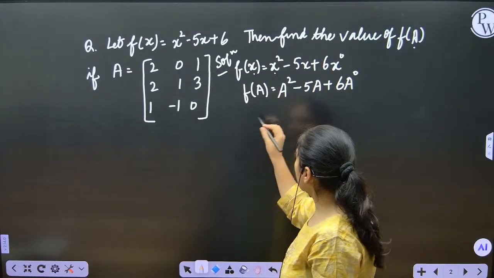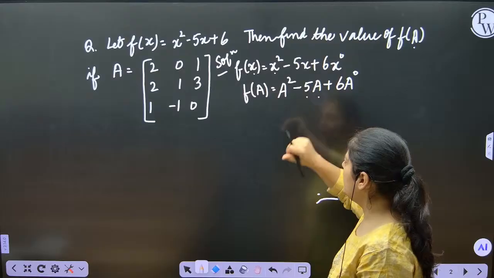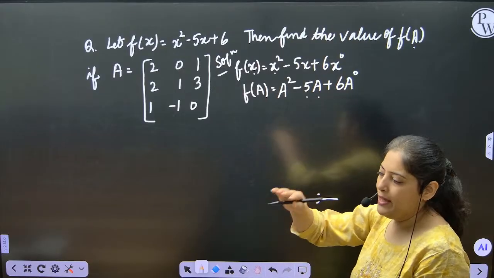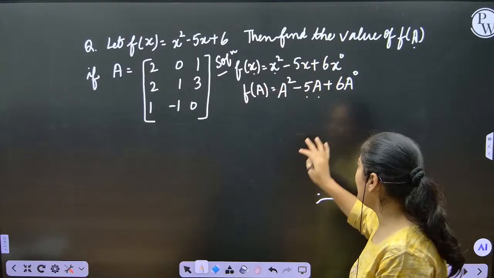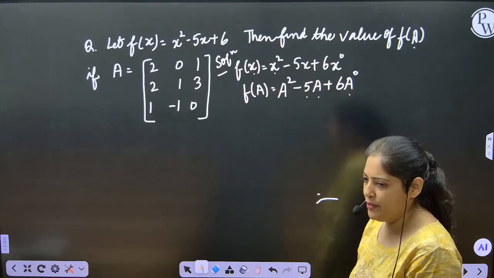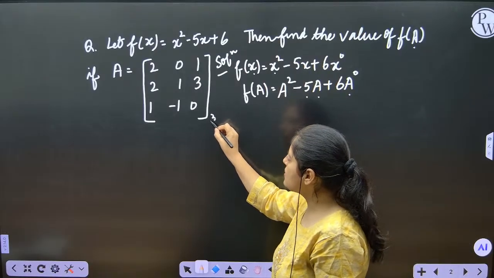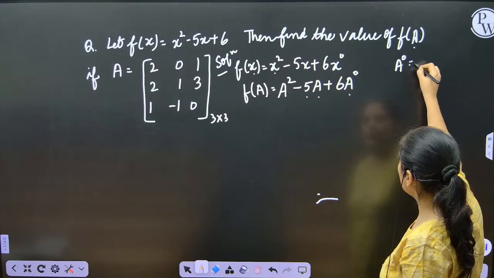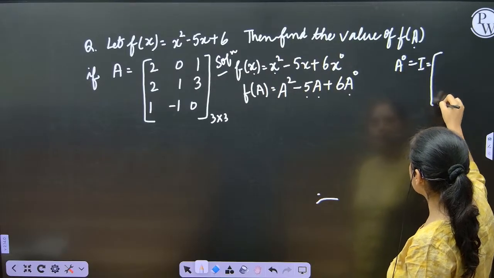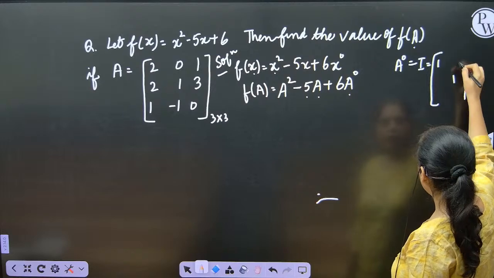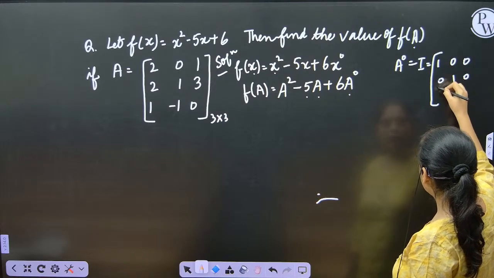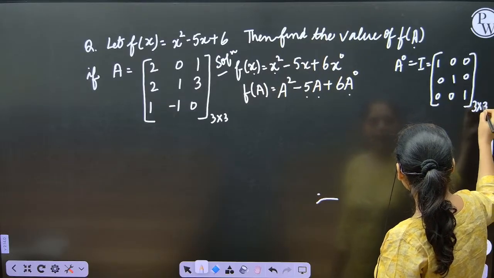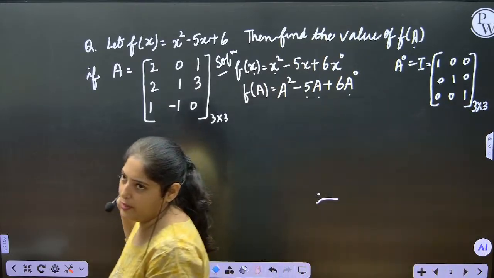So A square we can find. This is a scalar multiplication with a matrix, or any matrix getting multiplied by a scalar, and this is nothing but identity matrix. So this matrix is 3 cross 3. So A raised to power 0 is nothing but identity matrix, and 3 cross 3 identity matrix is, all the diagonal elements will be 1, remaining elements will be 0. So depending upon the question, we will take the identity matrix only.